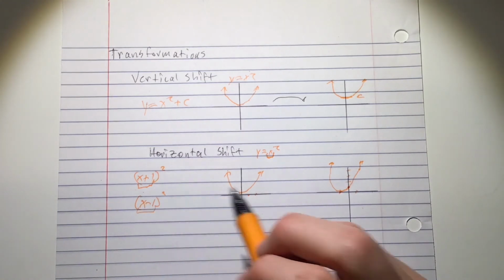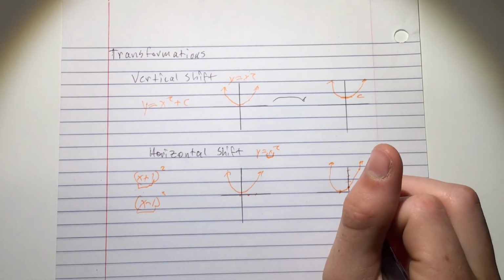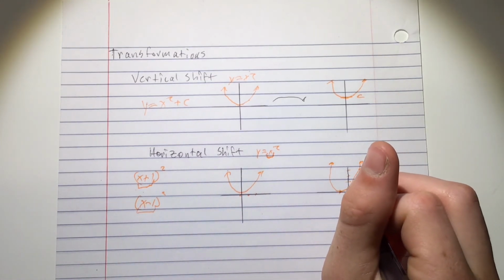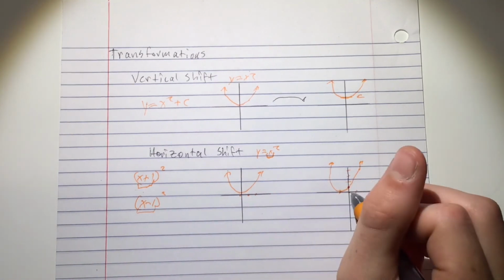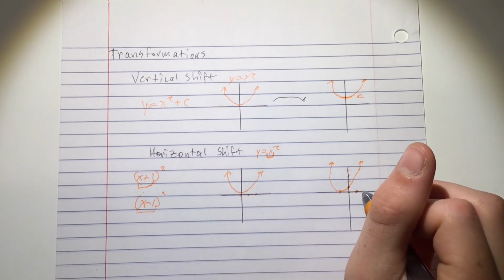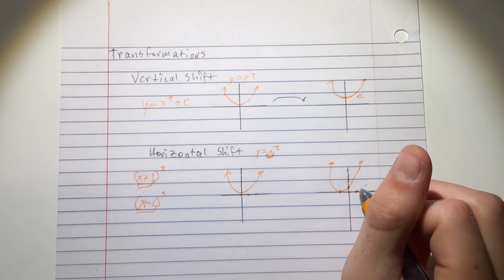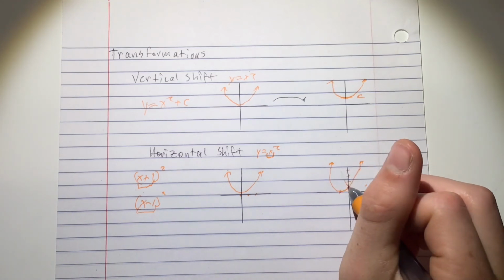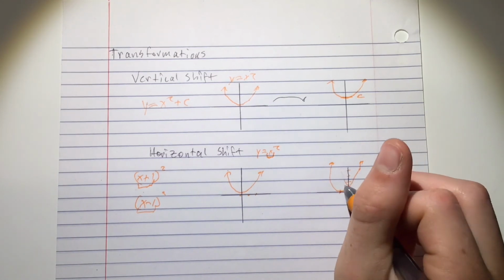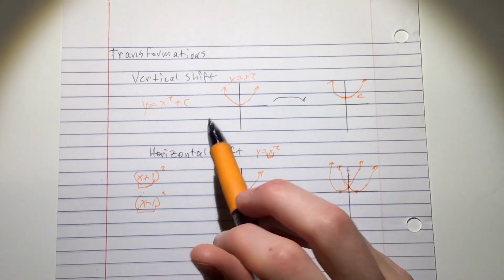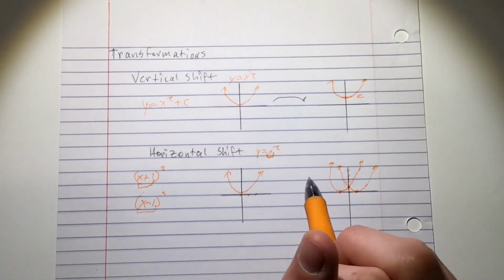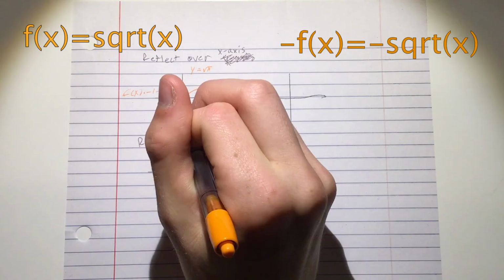And then if you want to shift it right, you subtract. If I plugged in 0, I would get negative 1 squared, which is 1. If I plugged in 1, I would get 0. If I plugged in 2, I would get 1. And that's what that one would look like. So that's horizontal shift. Vertical shift is probably easier to think about, but there you go.